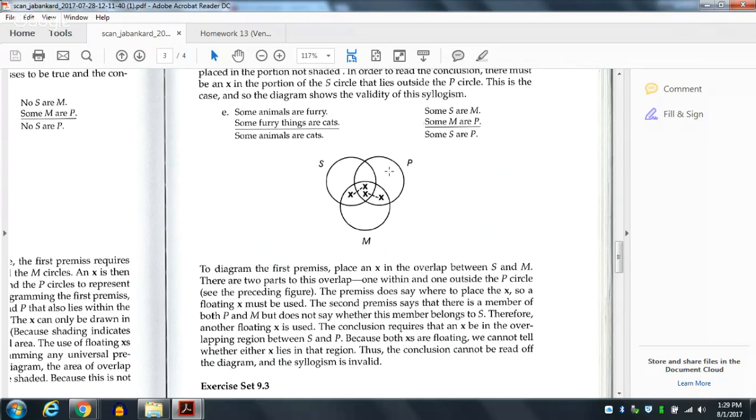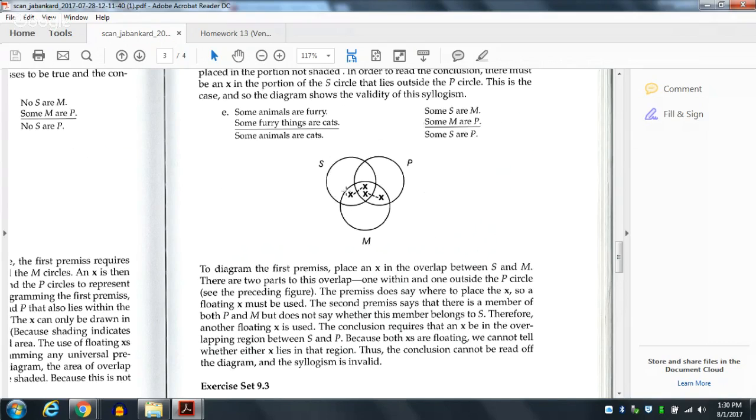The next thing is some furry things are cats. So here, P is cats, M is furry things. We know it's got to be either here or over here. We're not sure where, so we put an X in both places and draw a dotted line between them. And since we look at this diagram and we're not sure where these X's go with certainty, it's an invalid deductive argument.